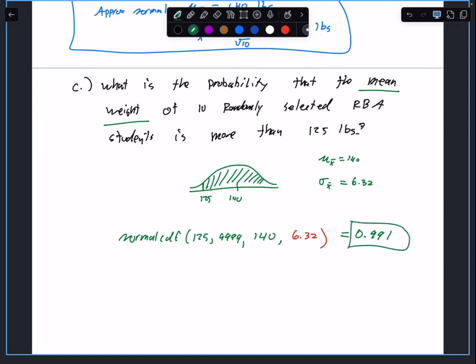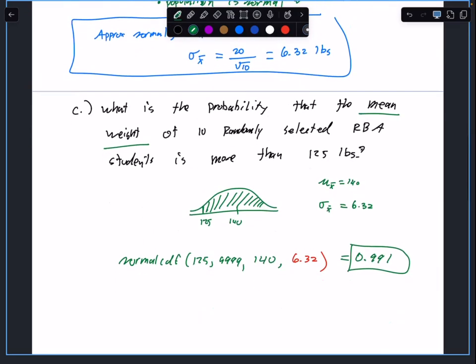0.991. There's a 99% chance that the average weight of 10 students will be at least 125 pounds, versus a 77% chance for one student. There's a 99% chance for the average of 10 students, because the more students I sample, the more likely it is that they're going to be closer to the average weight of 140. So getting an average of values further away from the mean, like 125, for the sampling distribution is less likely, and that's why we get this idea here. So that's the sampling distribution. That's what I have for you today.